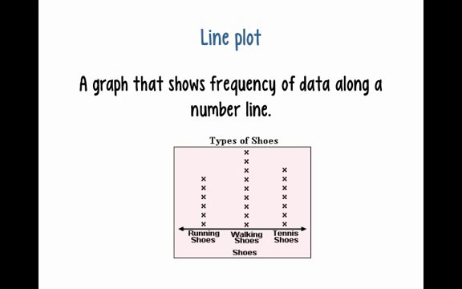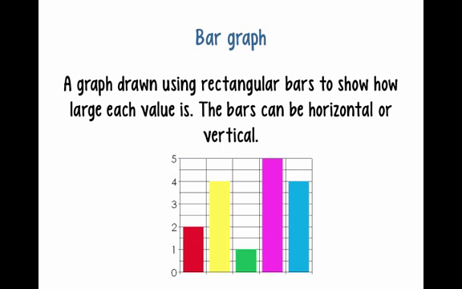A line plot is a type of graph that shows frequency of data along a number line. So you see this number line across the x-axis. The category choices were running shoes, walking shoes, or tennis shoes, and each X represents one person. So they are charting the frequency. That means how often that choice was selected.